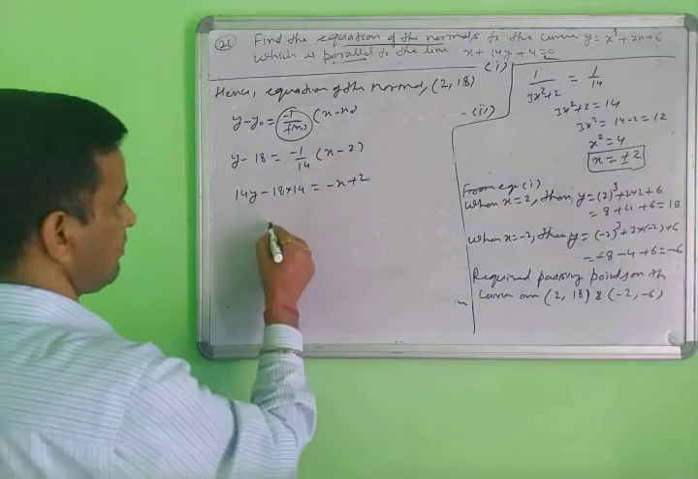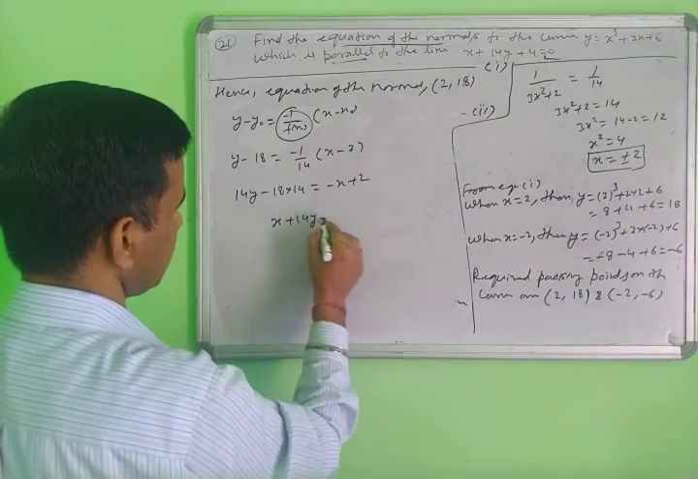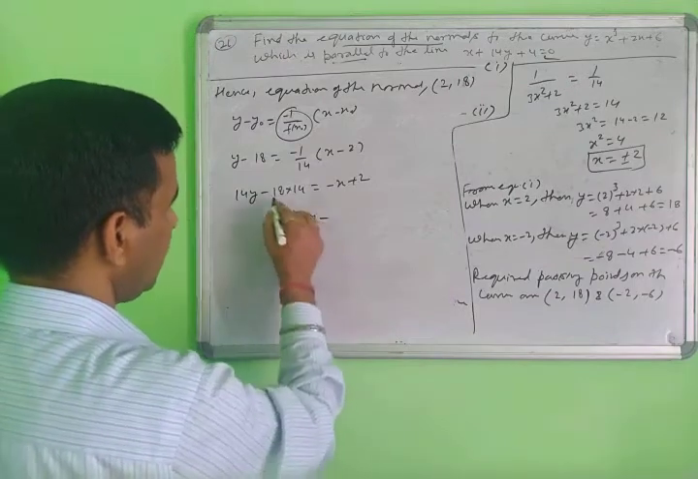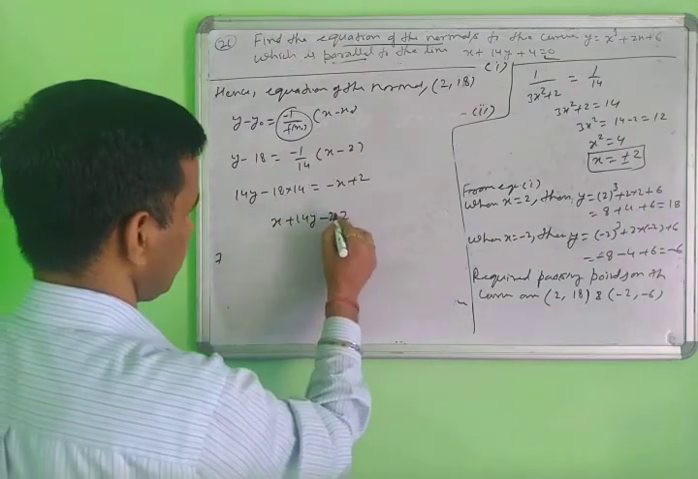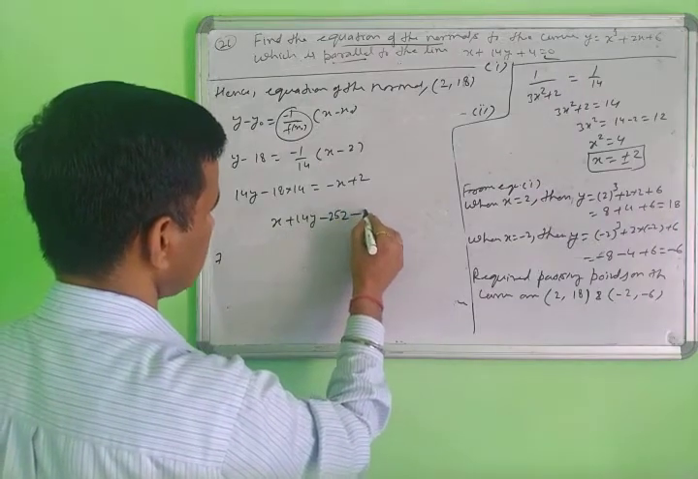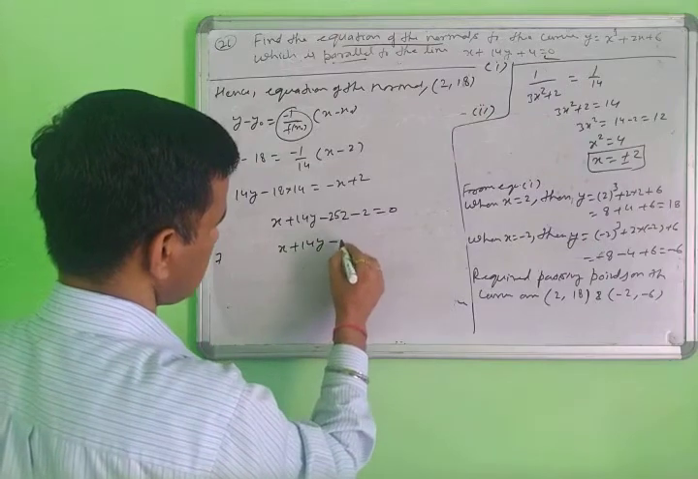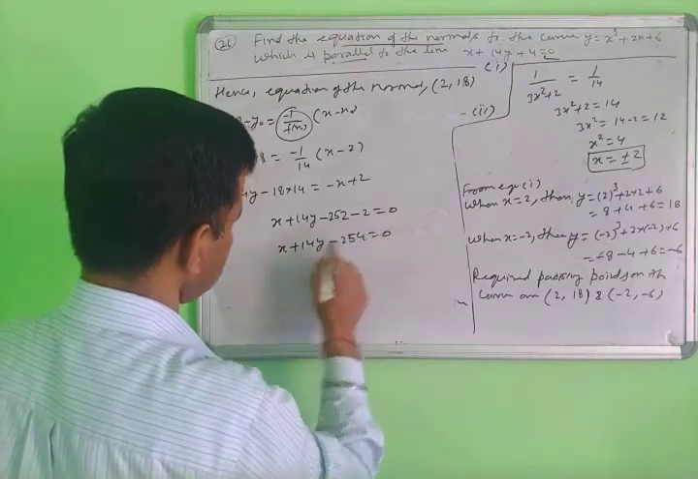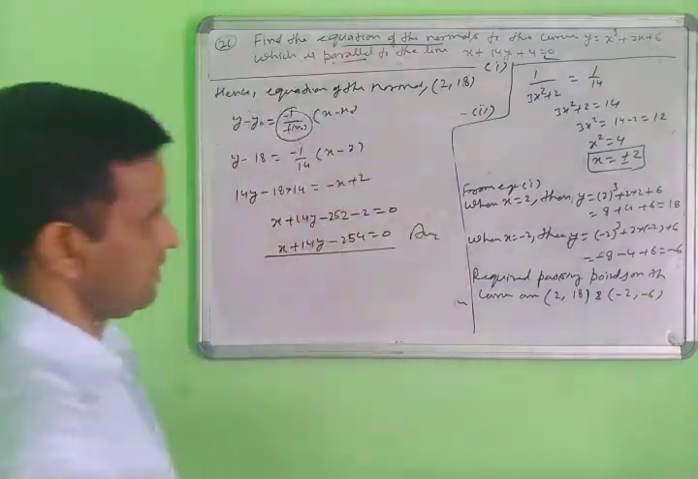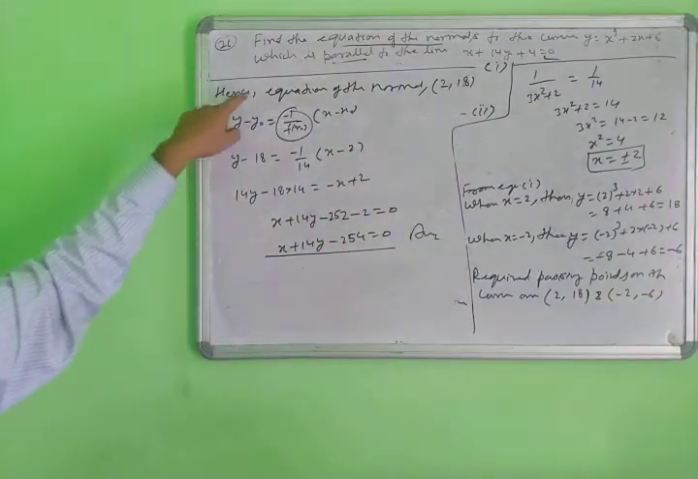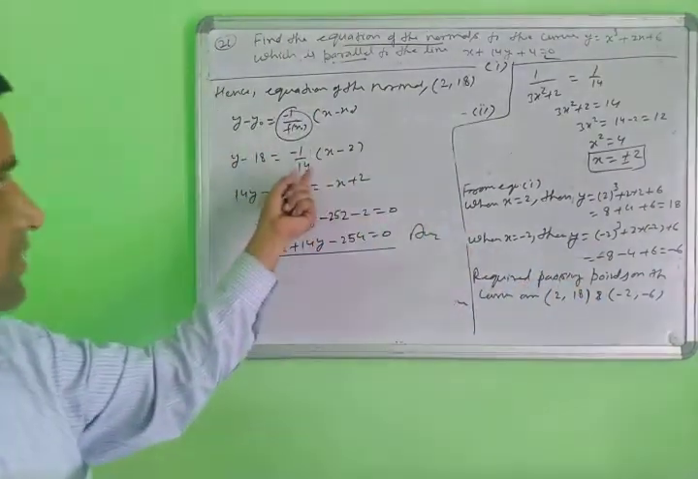Then transposing here, minus x goes to plus x, plus 14y, and then multiplying 18 by 14 gives 252, and plus 2, minus 254 equals 0. So x plus 14y minus 254 equals 0. So this is your first equation of the normal.